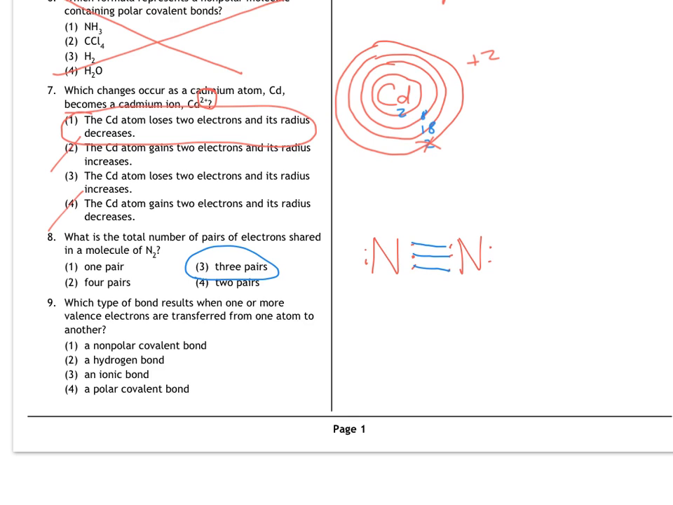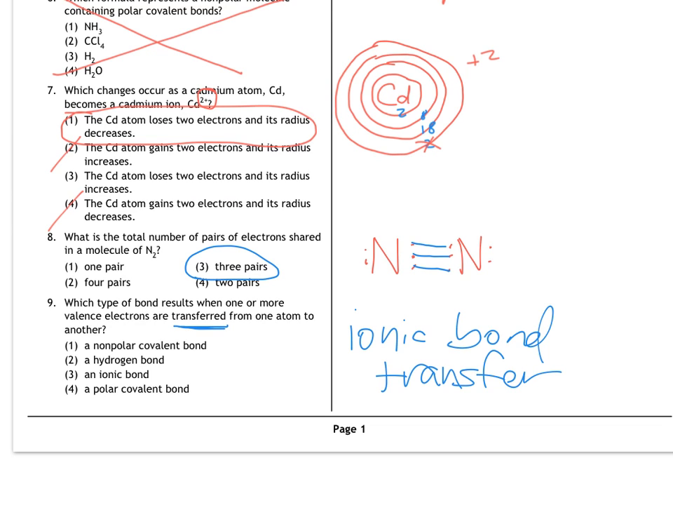In number 9, it asks which bond type results when valence electrons are transferred. So the key word is transferred in this question. Transferring electrons only occurs during ionic bonding. So you should definitely have ionic bond and transfer linked in your brain. So ionic bond is the answer.